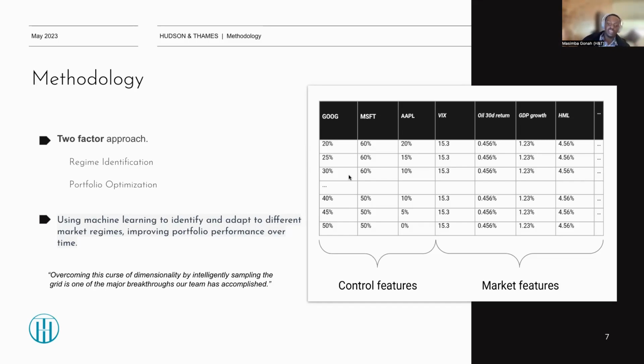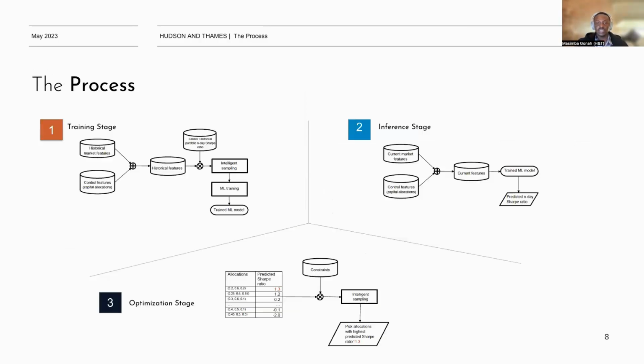But they said, and I quoted here, "Overcoming this curse of dimensionality by intelligently sampling the grid is one of the major breakthroughs our team has accomplished." It is a black box, because we don't know what intelligent sampling is, but it's brilliant that it potentially cuts down something to the power 500 if you have 500 stocks. We don't even know how much it cuts the time down by. We just know that according to their work, it works. So I think we can go to the next slide now.